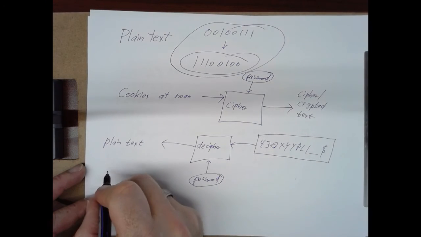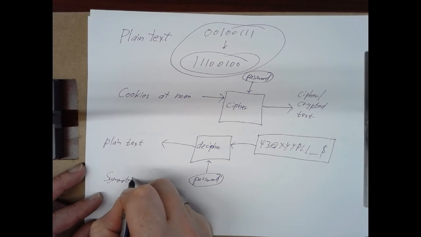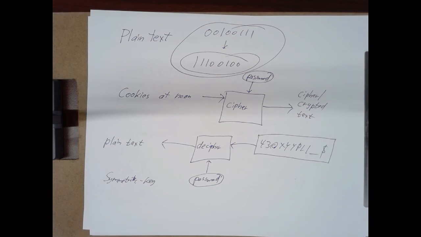Okay, so these are called symmetric key ciphers. Symmetric because the way that you encrypt and the way that you decrypt use the same information, the same secret piece of information.